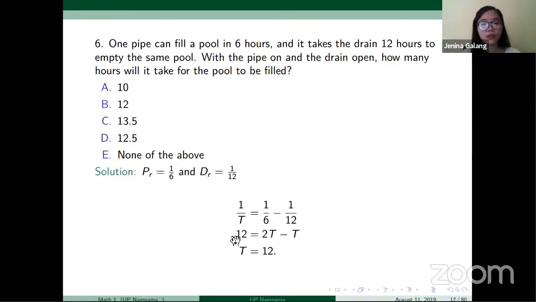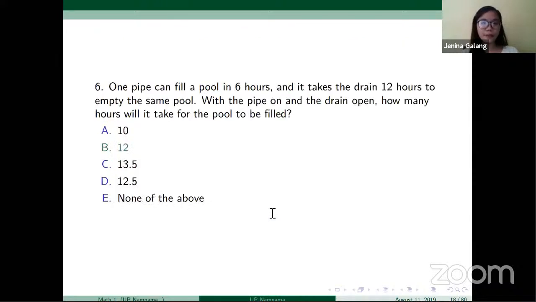So, mag-multiply ulit tayo both sides ng 12t. So, here we have 12 equals 2t minus t, which is equal to 2t less t equals t, which is 12. So number 6 is letter B.